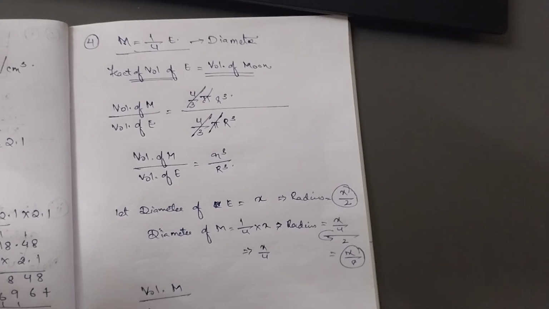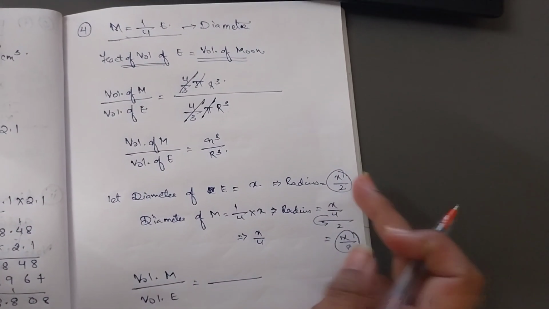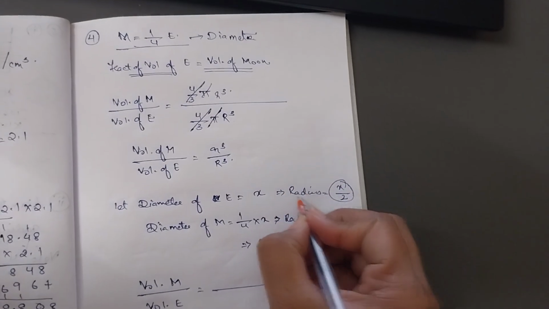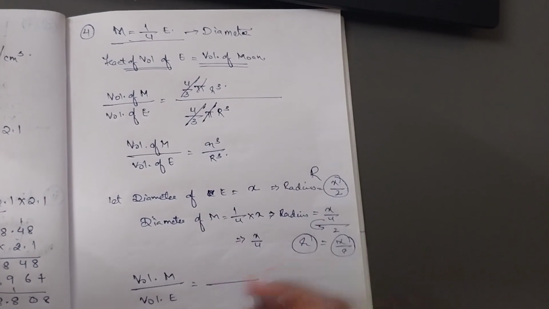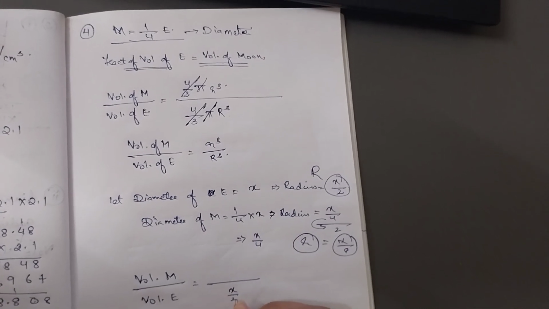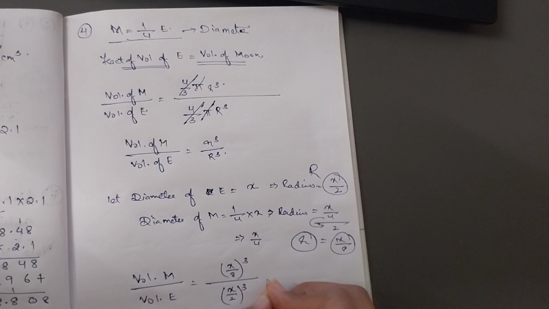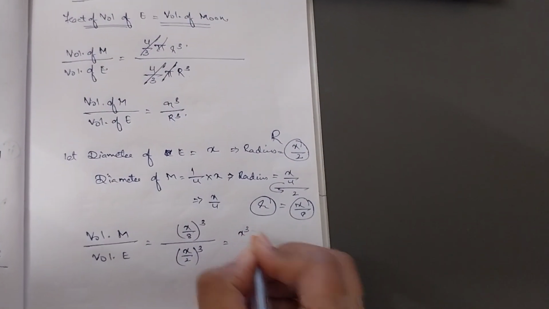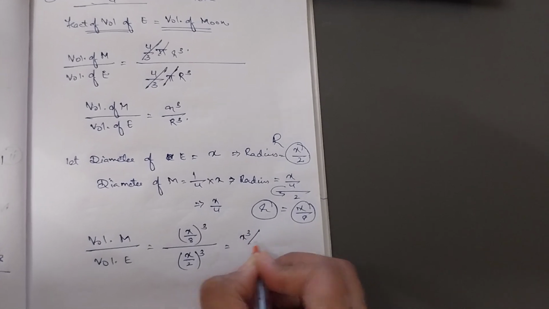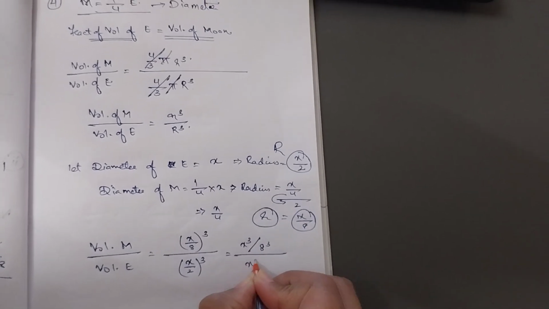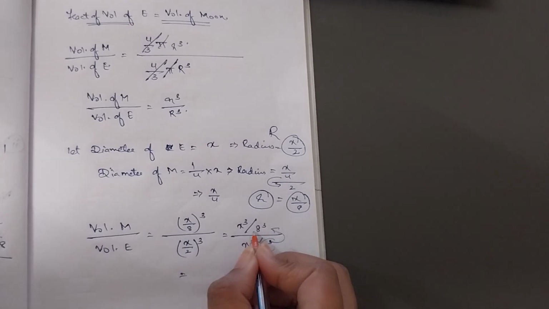Volume of moon by volume of earth is equal to small r cube by capital R cube. Capital R is for earth, small r is for the moon. So here it goes x/2 whole cube, and here x/8 whole cube. So this becomes x cube by 8 cube into x cube by 2 cube. So this goes up and this goes down.